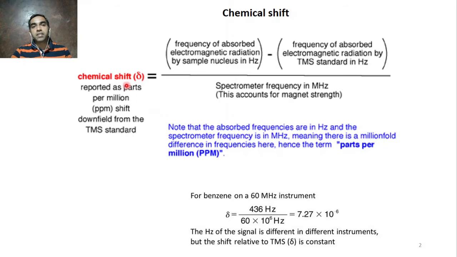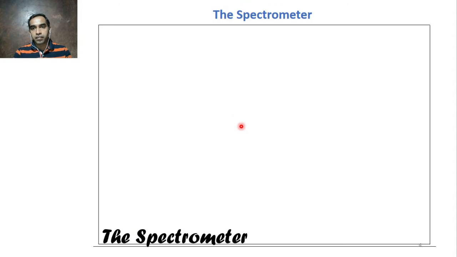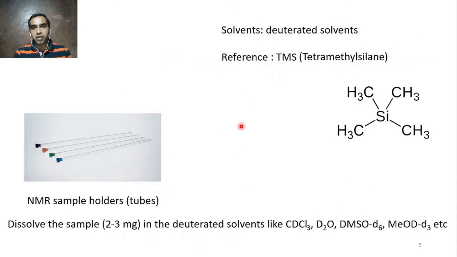So the chemical shift is the frequency of electromagnetic radiation absorbed by the sample in Hertz, minus the frequency absorbed by TMS, divided by the spectrometer frequency in megahertz. Please note that here a standard is chosen, that is TMS, tetramethylsilane. I can show you the structure of tetramethylsilane here. This is a standard which is used in NMR.